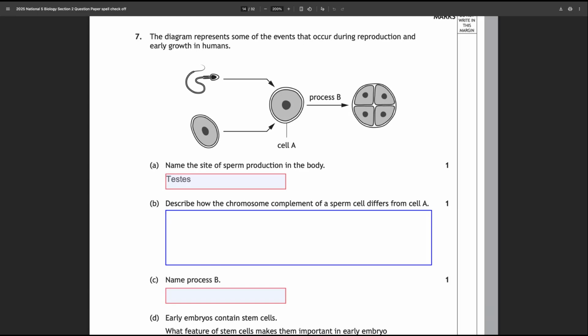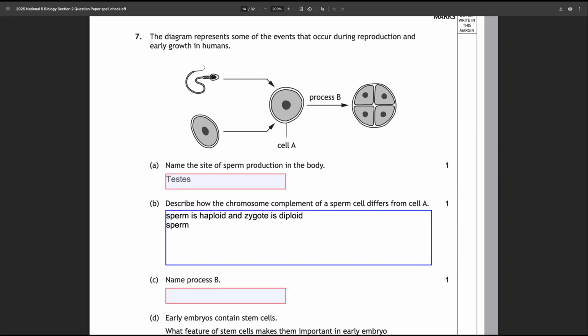Describe how the chromosome complement of a sperm cell differs from cell A. So cell A, we need to identify that first of all. It's the diploid zygote. And the sperm cell is a gamete, which means it's haploid. So we can either say sperm is haploid and the zygote is diploid. You could just say cell A instead of zygote there as well, okay?